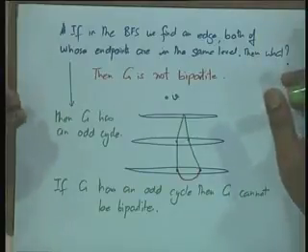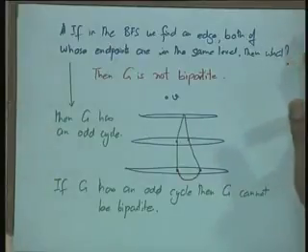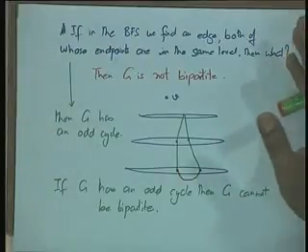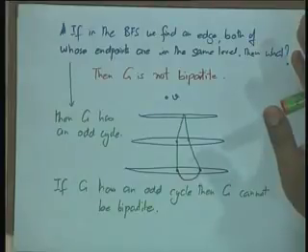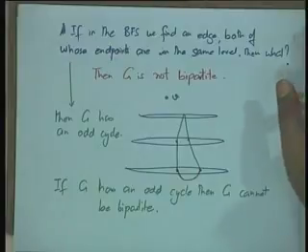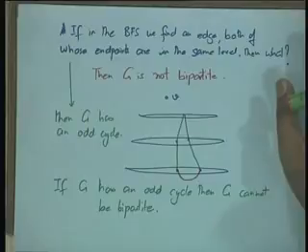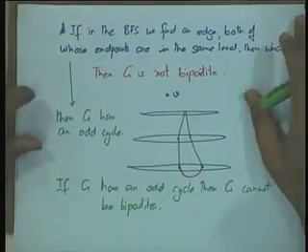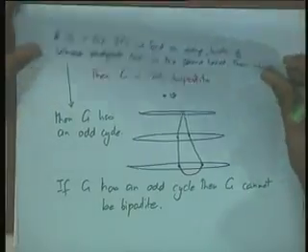So if the graph has an odd cycle, then it cannot be bipartite. If the graph has no odd cycle, then does it mean it's bipartite? If all cycles in the graph are even in length, then does that mean that the graph is bipartite? Huh? Does that mean you did not understand, yes?